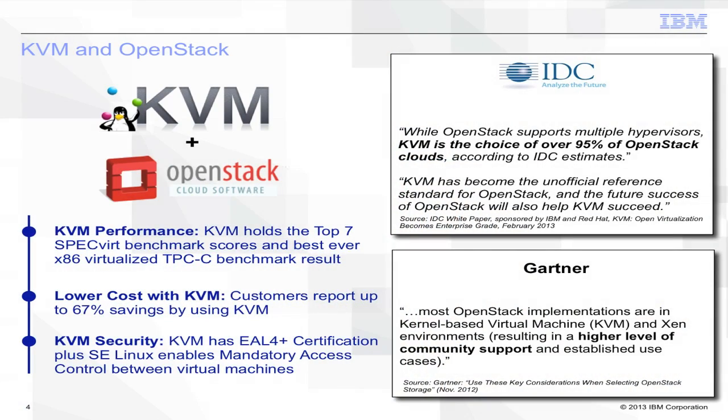So as I said, this talk will tie together for you where we're focused on virtualization and with OpenStack. KVM is, as I said, our choice for the open virtualization hypervisor. It's got some great performance benchmarks. The TPC-C benchmark just came out not that long ago as the highest ever on an x86 machine. We also have the top seven SPECvirt benchmarks that are published. You can go look at these out on the web. So the performance is there on an open hypervisor.